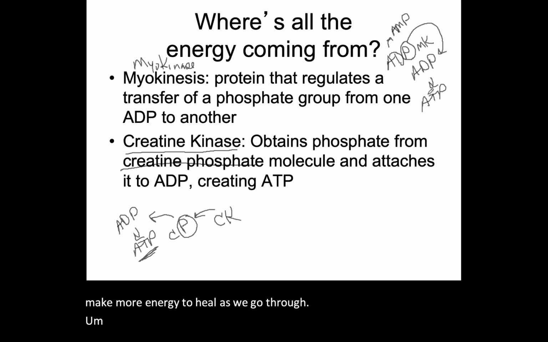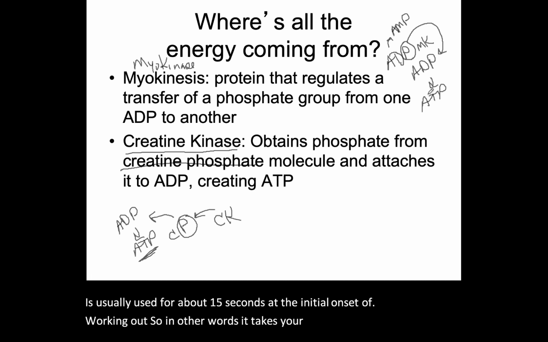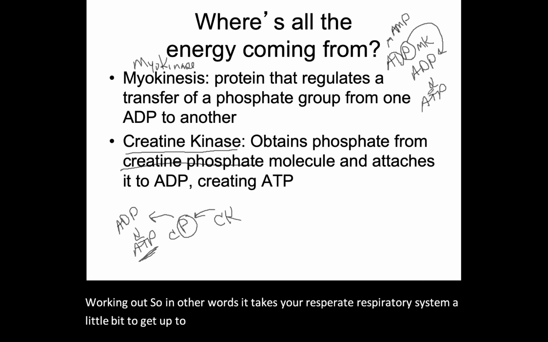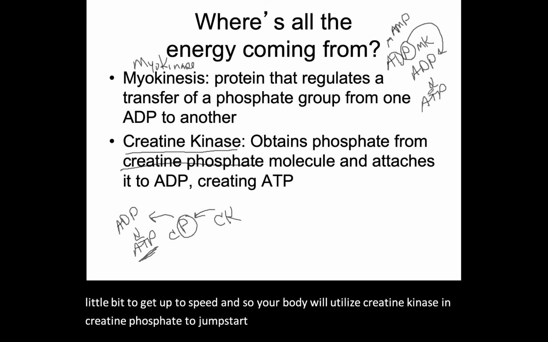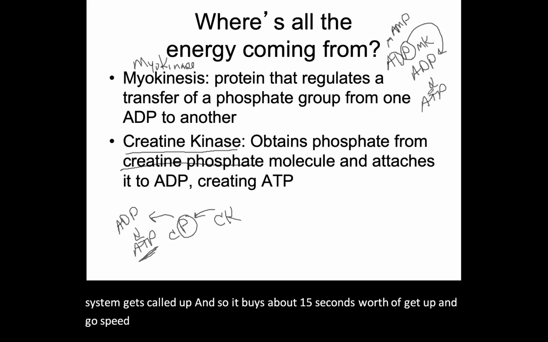And so one of the things that we see here is creatine phosphate and creatine kinase is usually used for about 15 seconds at the initial onset of working out. So in other words, it takes your respiratory system a little bit to get up to speed. And so your body will utilize creatine kinase and creatine phosphate to jumpstart cellular respiration until your respiratory system gets caught up. And so it buys about 15 seconds worth of get up and go speed for that.